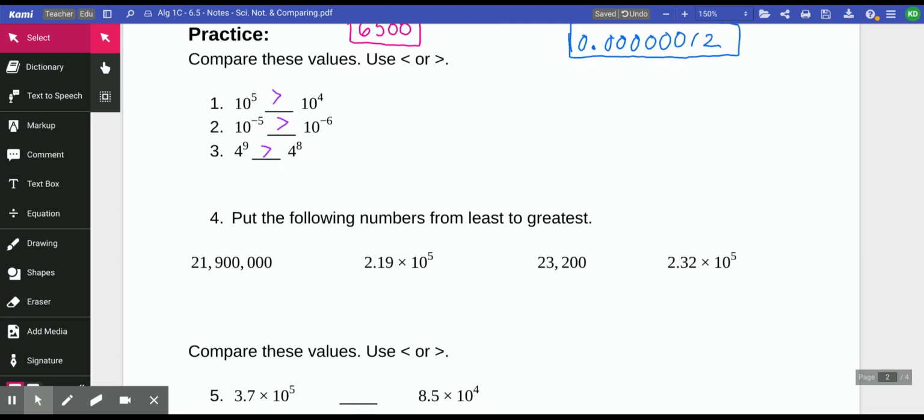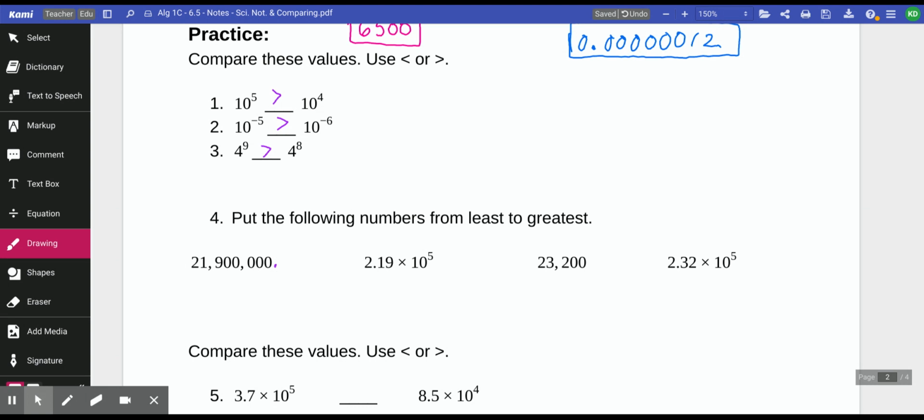And now we're going to put these numbers in order from least to greatest. So in order to do that, we're going to convert these either all to standard form or all to scientific notation. I would prefer to compare them in scientific notation because I think that makes it easy to do. So here's what we're going to do. We're going to write this first one in scientific notation.